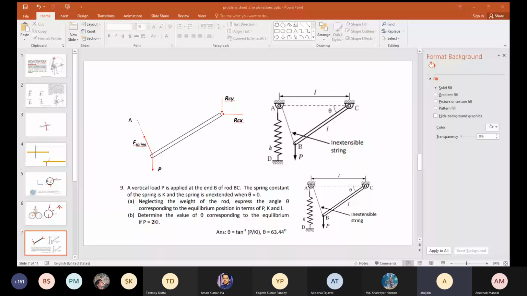Sir, can you please repeat what you just said? Take moment about point C and equate it to 0 for equilibrium. Summation of moments about C is equal to 0, counterclockwise positive. You should get the equation P into L cos theta minus F spring into L cos theta by 2 is equal to 0, where F spring is equal to 2KL sin theta by 2. Put that in and then you should get it.